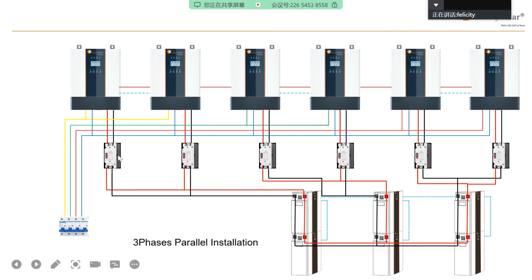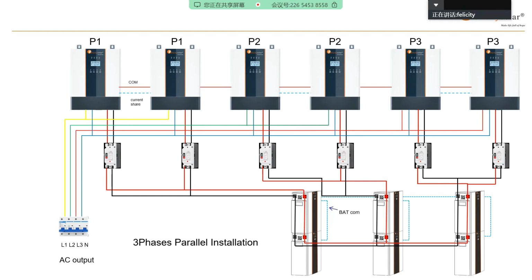You can turn on this one, then set P1. After this first one is set, turn it off, then turn on this one and set P1 in program 28. Then after done, turn off this one. This means one by one individually. The third one is also the same: turn on and set P2, then off, then P3. So this is the three phase.